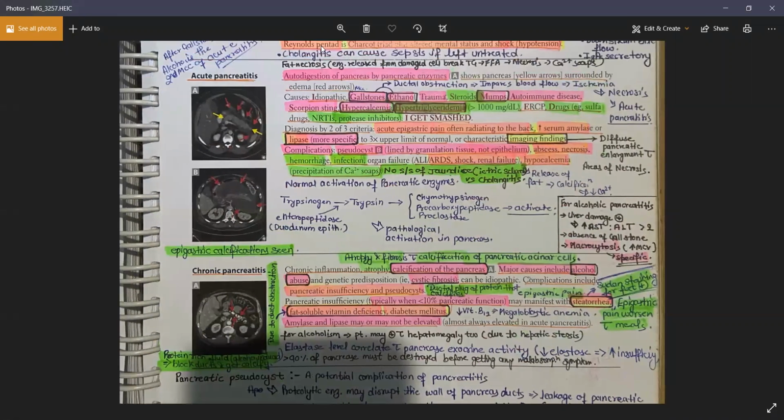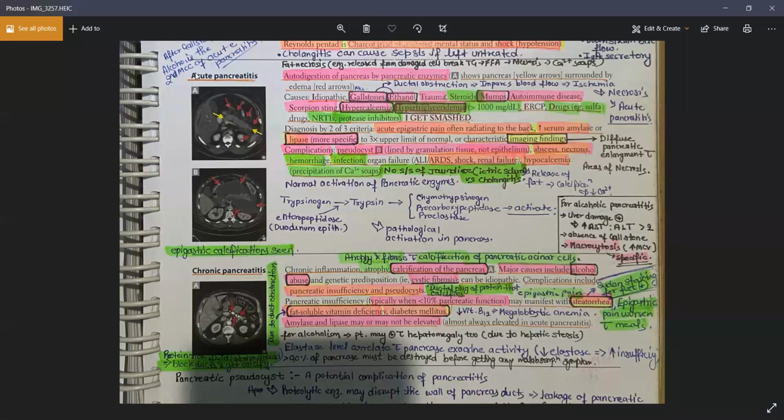Okay, so now let's discuss pancreatitis, acute pancreatitis and chronic pancreatitis. Acute pancreatitis is the acute inflammation of the pancreas. The symptoms will be very acute. Patients will present within 1 or 2 days. The patient will present in the emergency department within 1 to 2 days of the symptoms only.